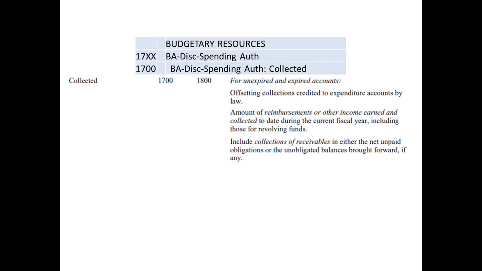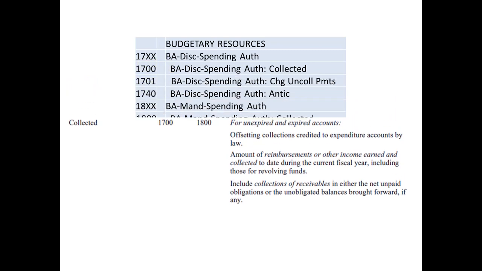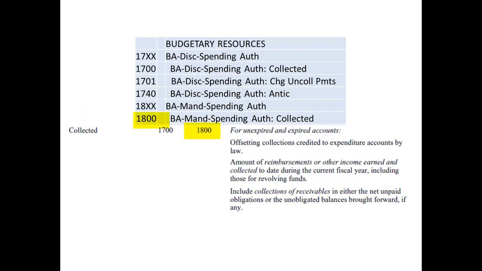The next step is, of course, collecting the funds. And this is shown on line 1700 for discretionary and 1800 for mandatory. Note the definition is offsetting collections credited to expenditure accounts by law. Also, amount of reimbursements or other income earned and collected to date during the current year, including those for revolving funds. As funds are collected, the receivable on line 1701 or 1801 is reduced.